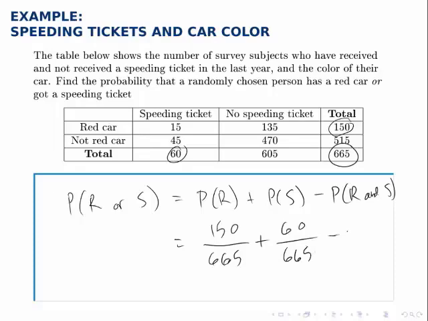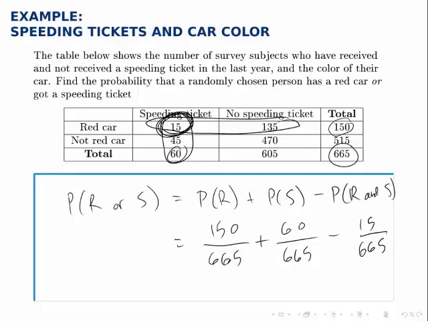And then we need to subtract off the overlap, those with a red car and a speeding ticket. Because what we've done is we've added up this row and this column, which double counted this overlap, the overlap of 15. So we need to subtract off 15 out of 665.